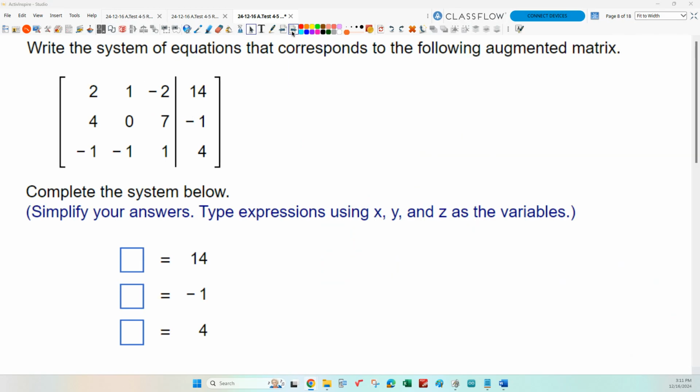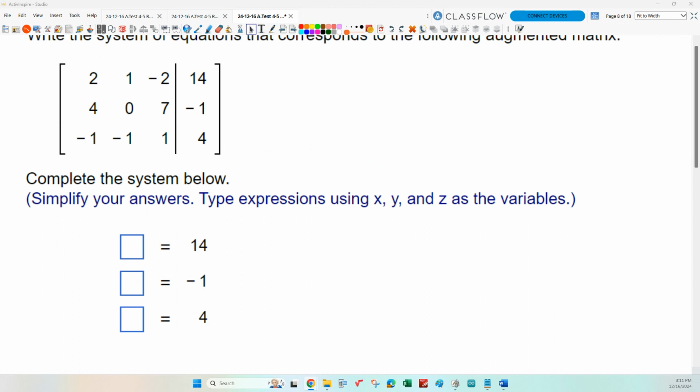This time they're giving you a matrix that corresponds to a linear system, and you have to write the linear system that goes with it. So what's the first equation going to be for this one? Mackenzie, what do you think? 2x plus y minus 2z, okay, right, because that's the z column. Minus 2z equals 14. Everybody good with that?